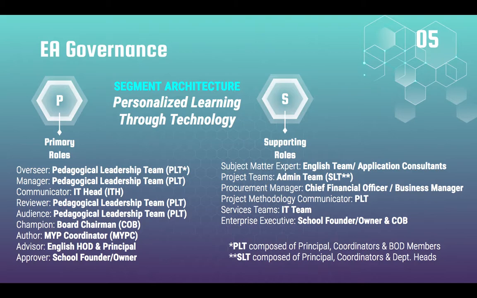In terms of the enterprise executive, our school founder and owner and chairman of the board. And the chairman of the board, I think, is also the person to champion. And in reality, we're kind of responding to his request for a program that increases literacy and English skills in our students. In terms of author, I've nominated myself to be the author. And again, the approver would basically be our school founder and owner. They sign off on everything, and they're the final decision maker where the buck stops. And then we also have our English HOD and principal as advisors.